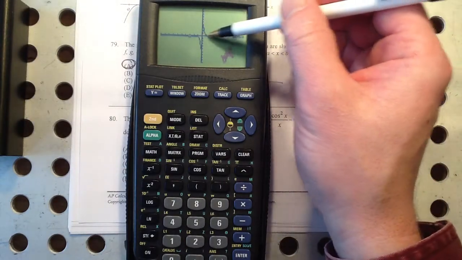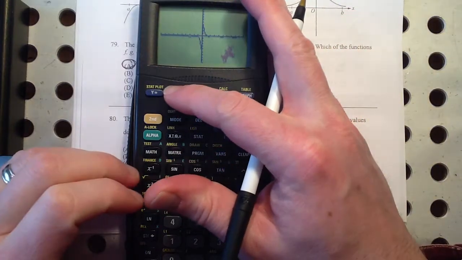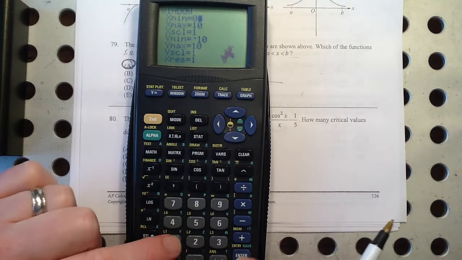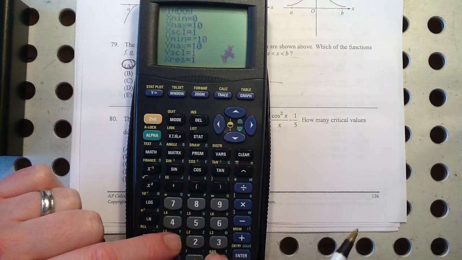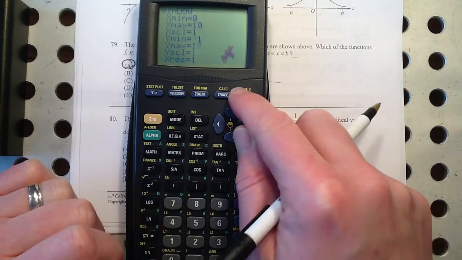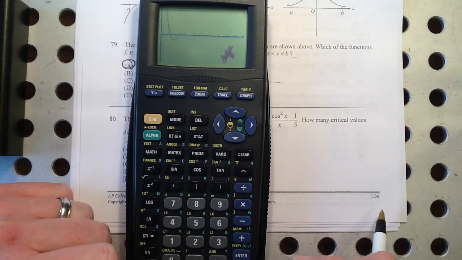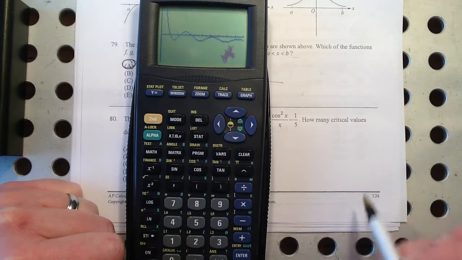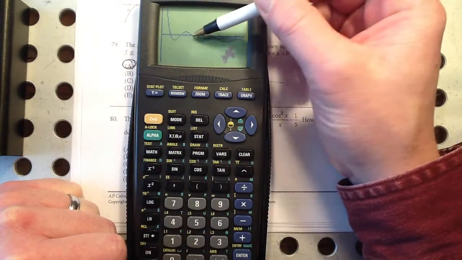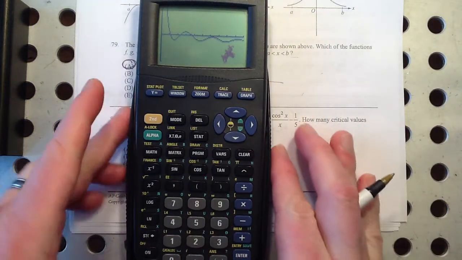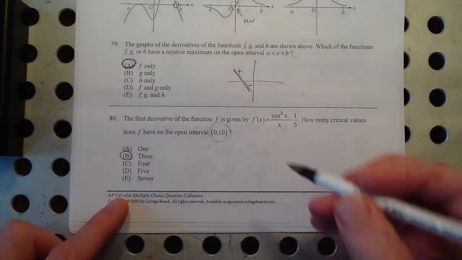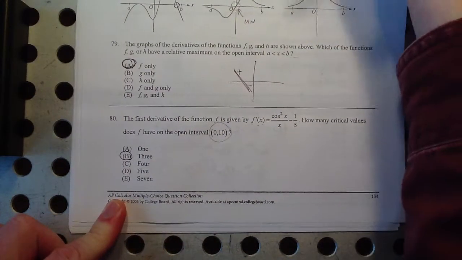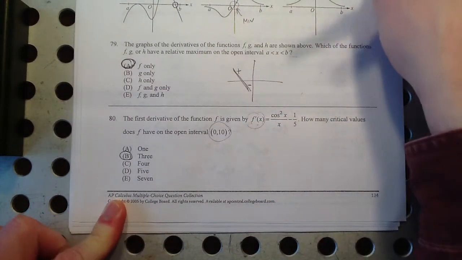Well, I think I need to look a little closer at that. Let's set my window a little bit better than that. I only care about from 0 to 10, and I want to look closer to the y-axis. So let's look from like -1 to 1 and see if we can see. There's 1, 2, 3, nope, nope. That was close. It looks like 1, 2, 3 places where the derivative is equal to 0. So 3. They gave us the derivative, so we didn't have to do any calculus there. We just had to know that we're looking for zeros of that.